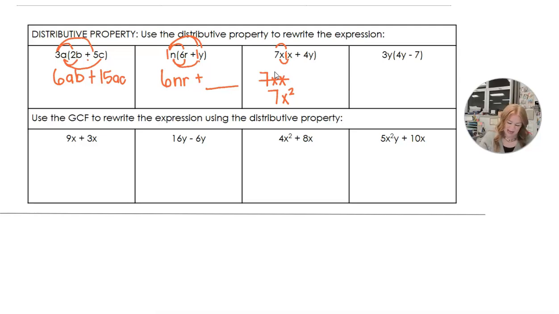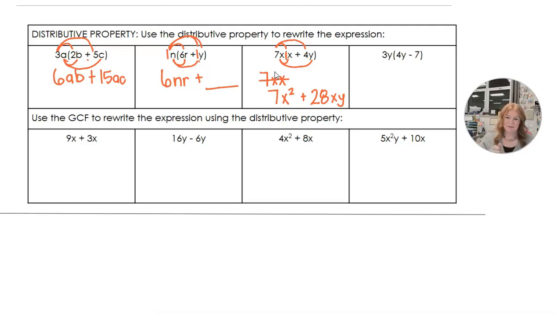And we're going to add 7 times 4. So 7, 14, 21, 28. And then x times y is xy. And we can't put those together because they're not the same.